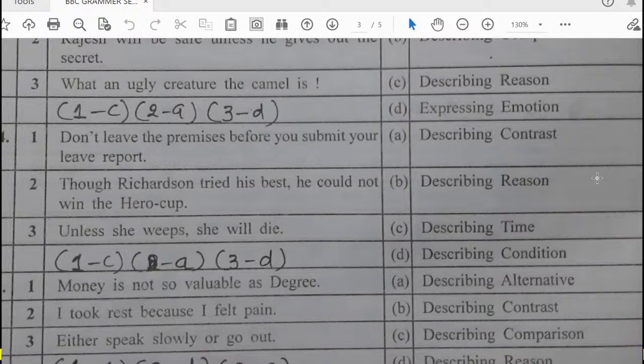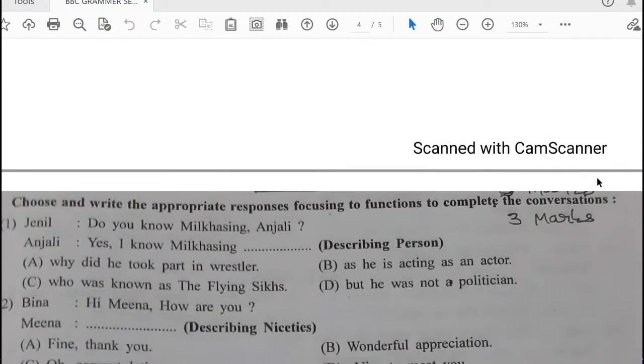Third one, either speak slowly or go out. Say the sentence again. Either speak slowly or go out. As there is the use of either or, either or and neither nor suggest alternative. So the third sentence, either speak slowly or go out, will be connected with the option describing the alternative, option A. So in the exam section C, the first question will be regarding this, join A and B. So we have practiced 15 exercises.